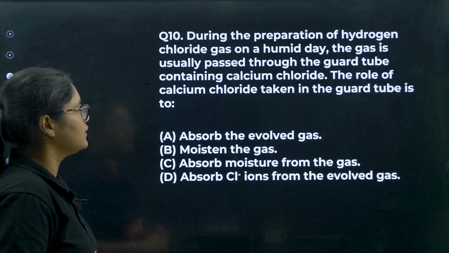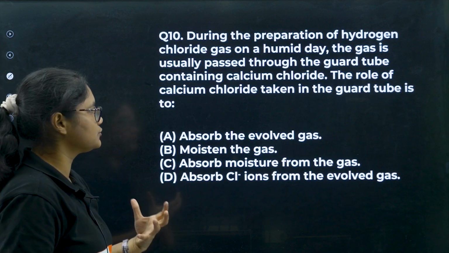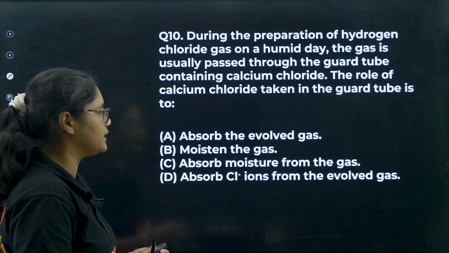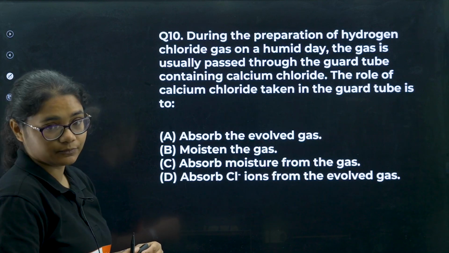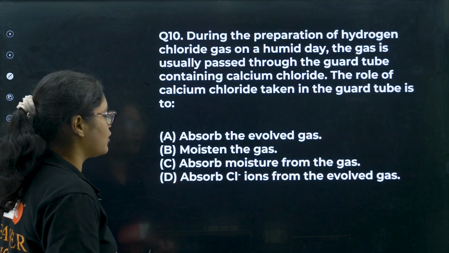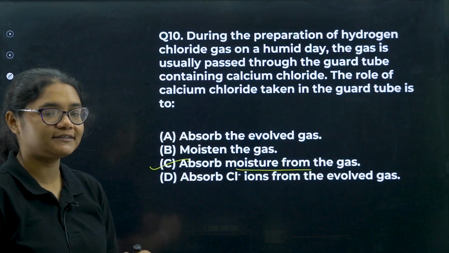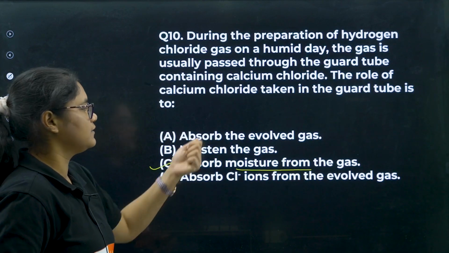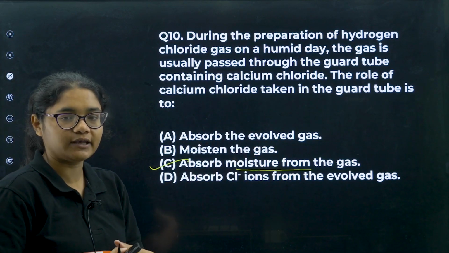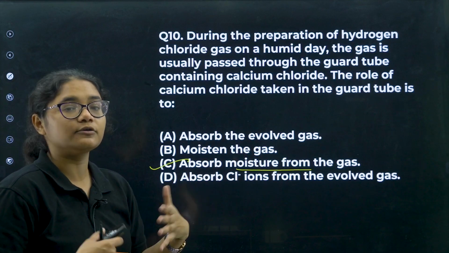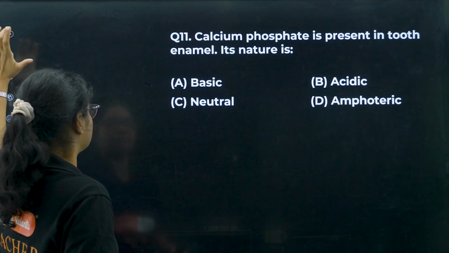Next, question number 10. During the preparation of hydrogen chloride gas on a humid day, the gas is usually passed through a guard tube containing calcium chloride. The role of calcium chloride taken in the guard tube is, okay, so calcium chloride is used for what? To absorb the moisture from the gas, option number C. Now why is it done? If moisture is present, then the HCl that is produced will react with the water, and this reaction can produce a lot of heat and can lead to explosion. So all the moisture is absorbed before that.